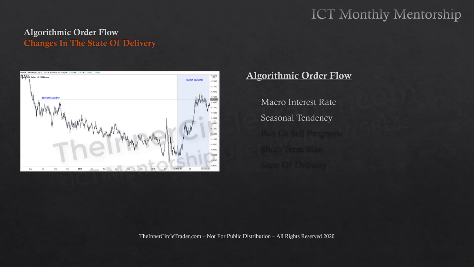The second is seasonal tendency. Third is buy or sell programs. Short-term bias. And finally, the state of delivery.